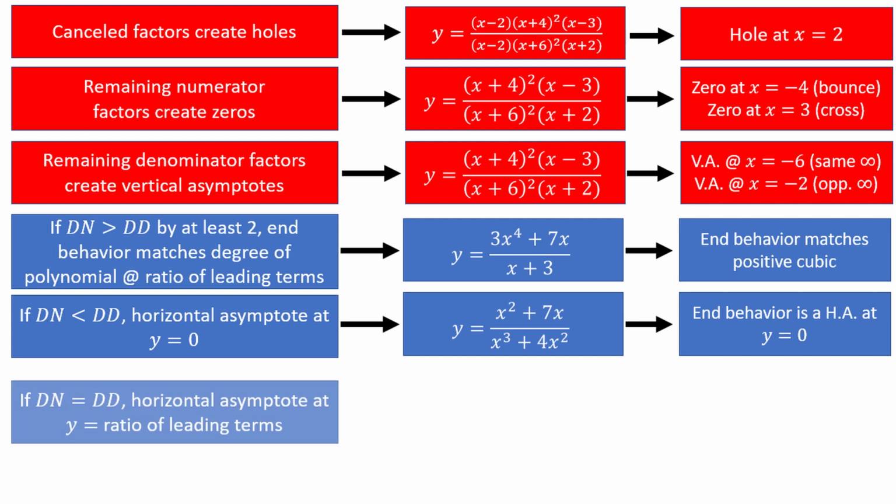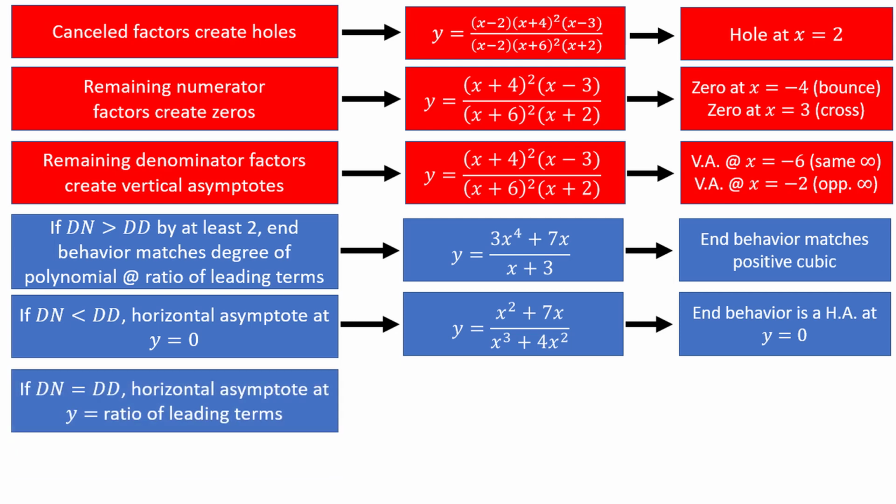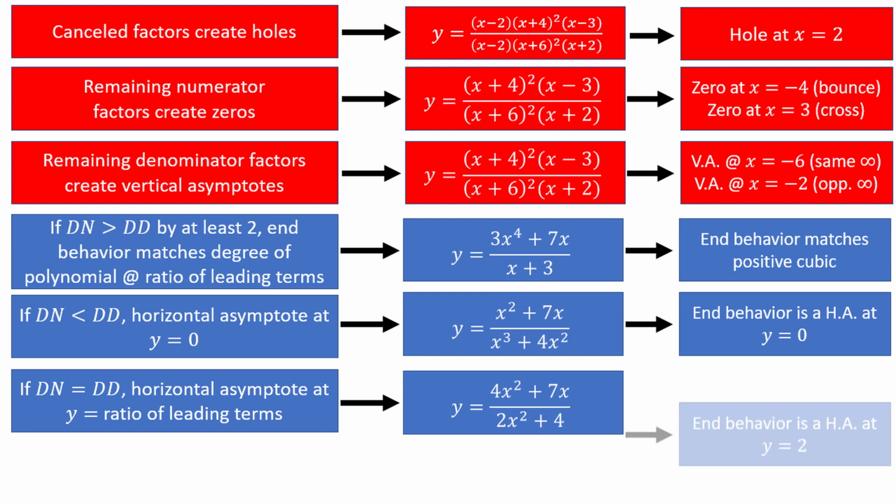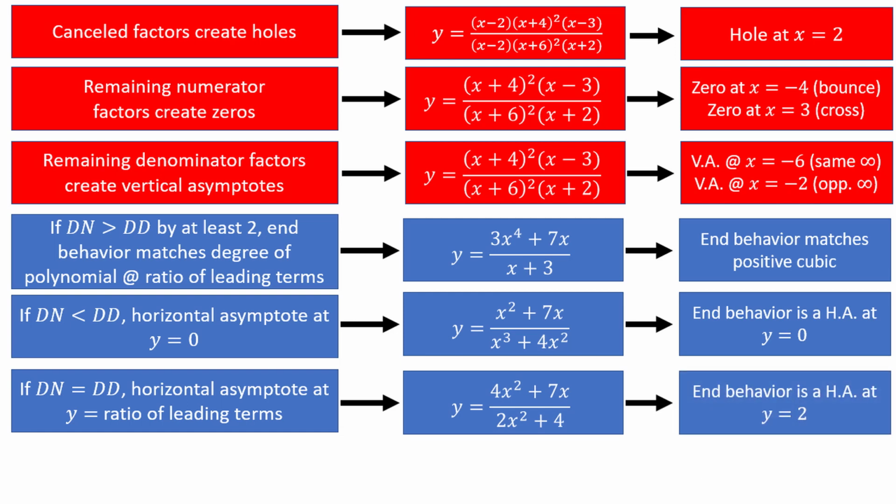If the degree of the numerator and denominator are the same, the graph will have a horizontal asymptote at y equals the ratio of the leading terms. In this example, the ratio of the leading terms is 4 over 2, which is 2, meaning there will be a horizontal asymptote at y equals 2.